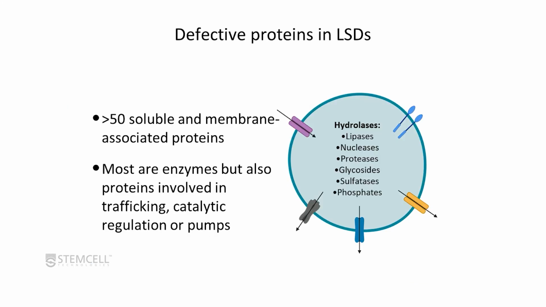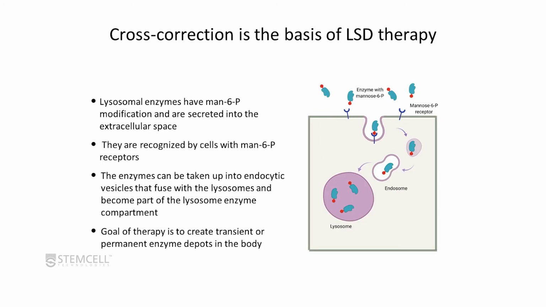Many of the genes involved in LSDs encode lysosomal enzymes that are responsible for degrading metabolites. Not all of them are enzymes. Some of them are membrane proteins. Now, many of these enzymes are normally secreted into the extracellular space. They are modified with mannose-6-phosphate residues, which I'm showing you here with the red blobs, and they can be internalized by any cell that has a mannose-6-phosphate receptor.